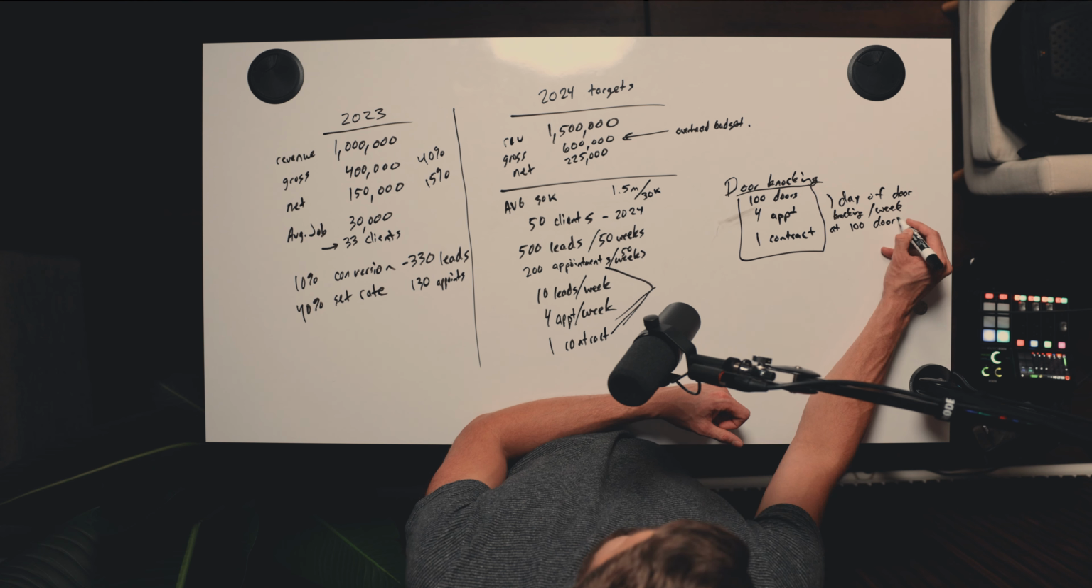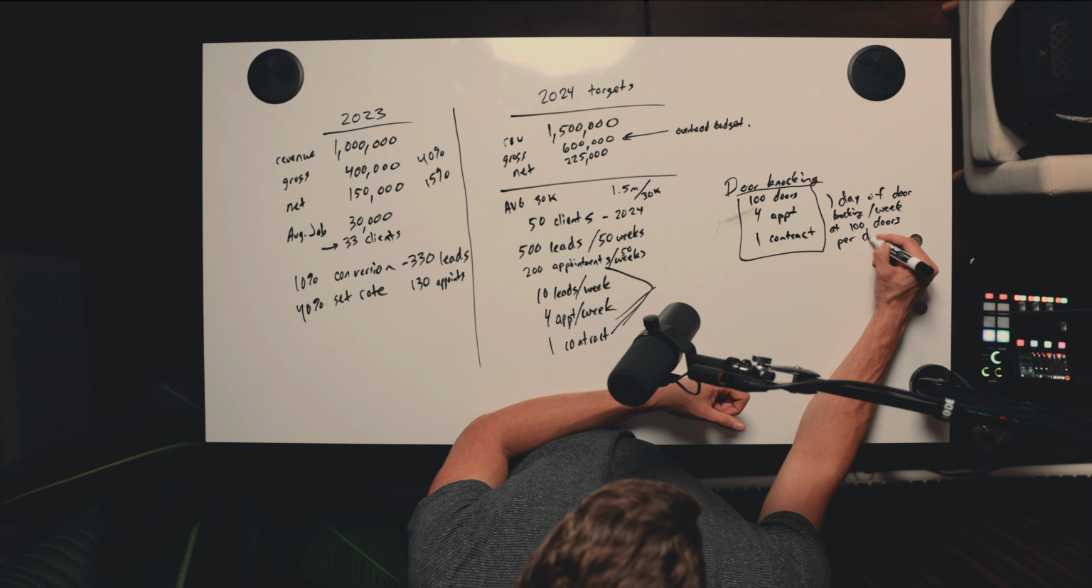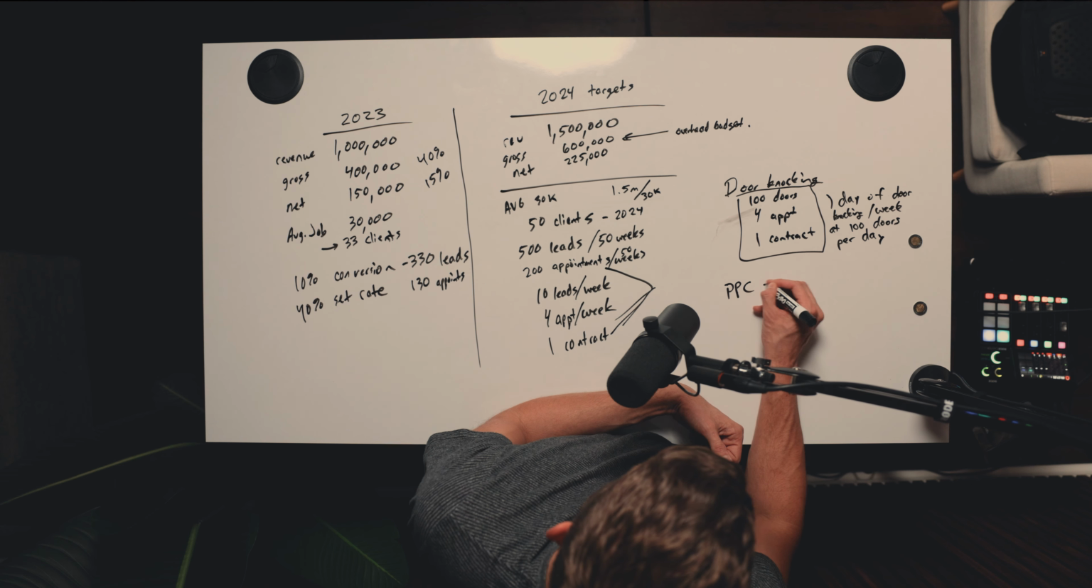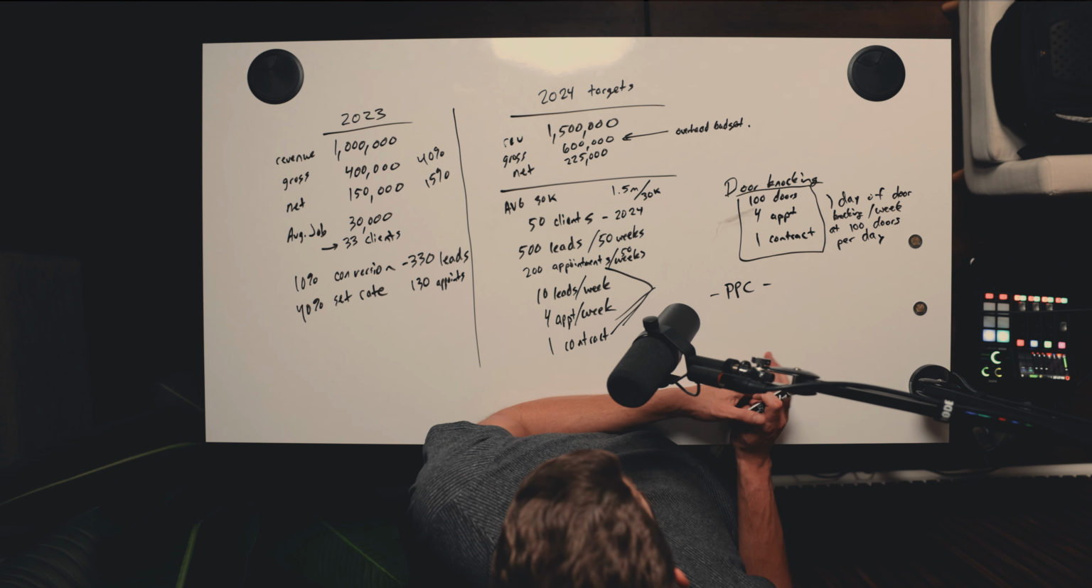At 100 doors per day, you can adjust that and figure out your target on door knocking. You could do the same thing if your advertising budget was pay-per-click. It'll be easy for those guys to give you data on how much you spend to get a lead.